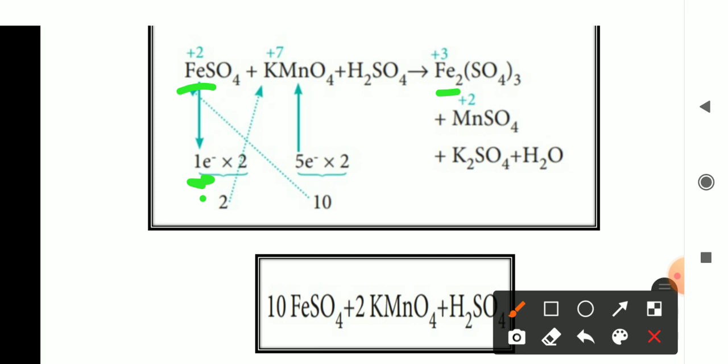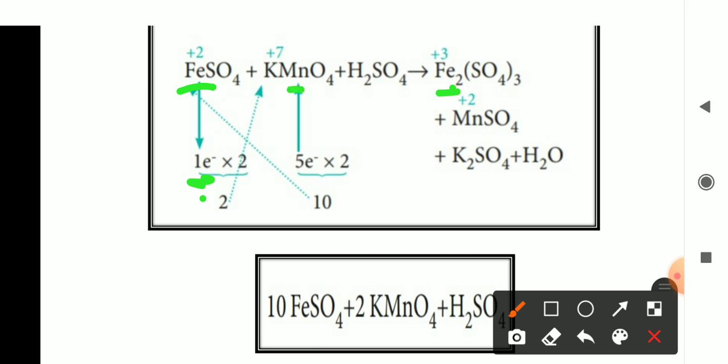Okay, it has to be multiplied with the number of atoms. How many iron do we have in the reactant side? We have 1, whereas in the product side we have 2. So this 1 electron has to be multiplied with 2. So 1 electron into 2.